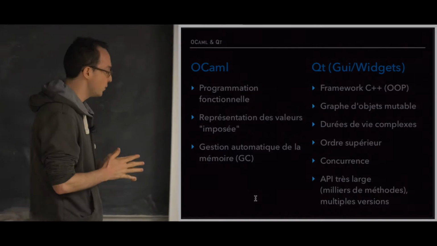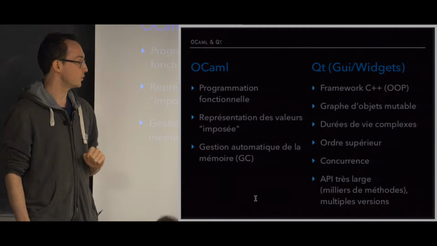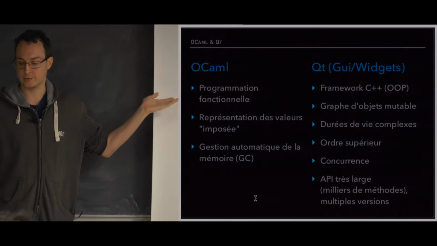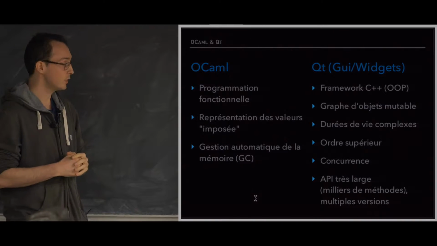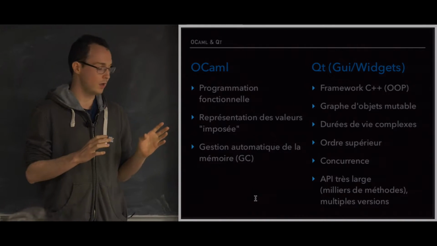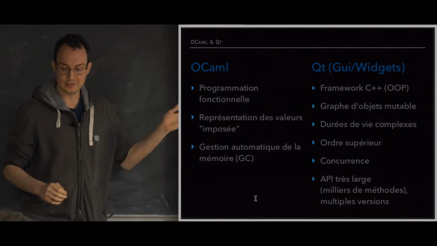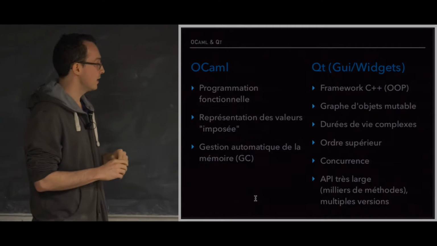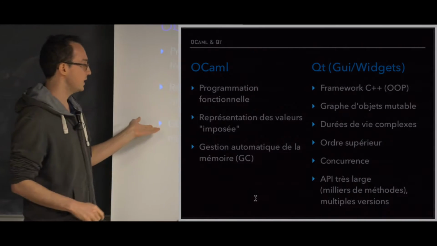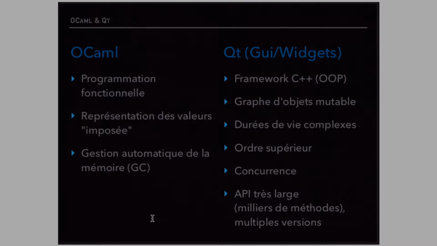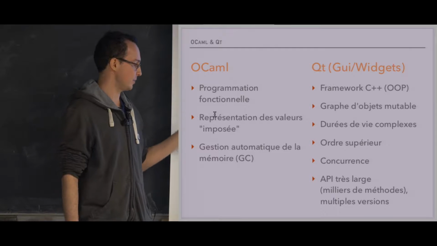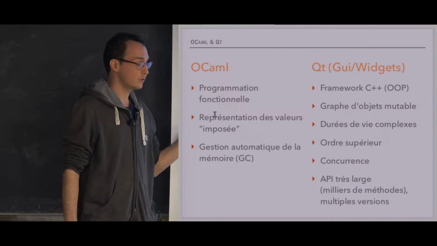If we look at the properties of both projects, OCaml is a functional programming language. The representation of values is imposed by the runtime, so you cannot choose exactly which bytes will be used for what. It is imposed by the language, and you have to adapt to this representation. And last, it uses automatic memory management, a garbage collector. In exchange for adapting to the representation of values, it provides automatic memory management.